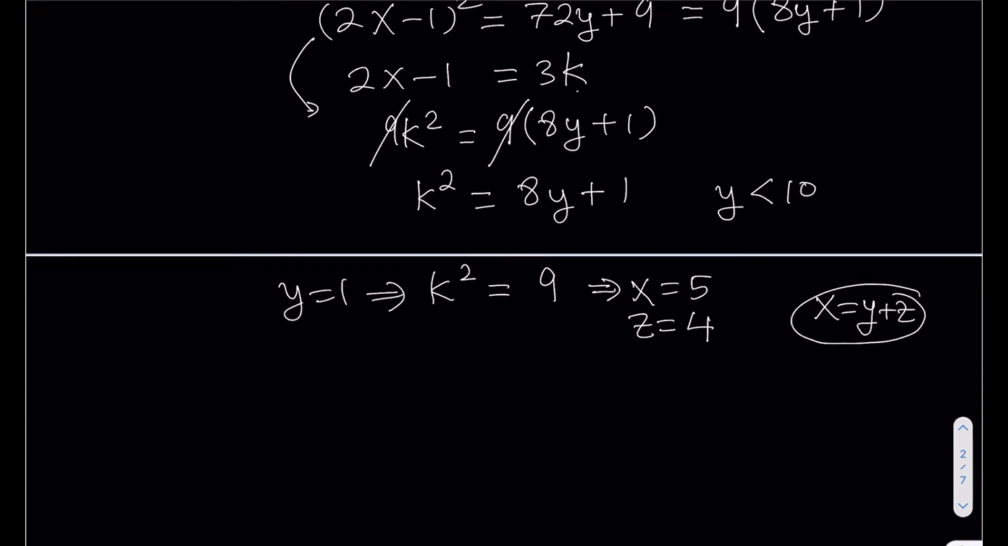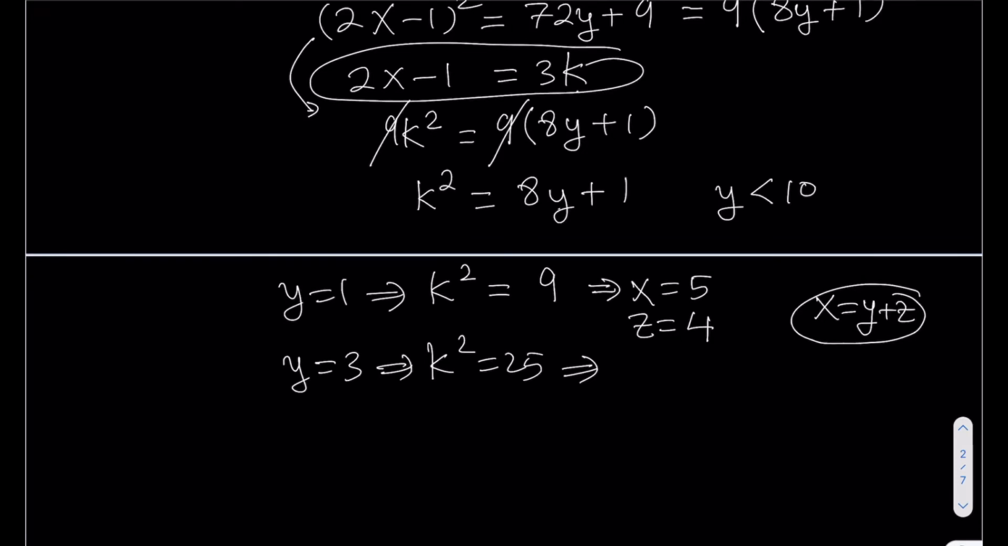How can I make this a perfect square besides using y equals 1? Well, I can also use y equals 3. And that gives me k squared equals 25, meaning that k equals 5. And if k is equal to 5, then x is going to be, because 2x minus 1 is equal to 3k from here, when k is 5, x is going to be 8. And since x is y plus z, or I can basically say that z is equal to x minus y, then from here z is going to be 5. Okay, that's our second ordered triple.